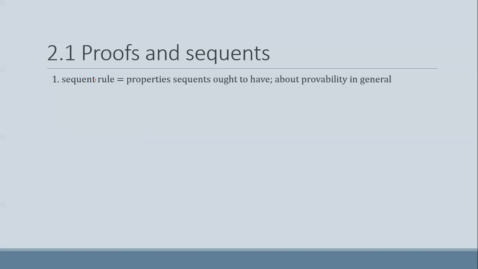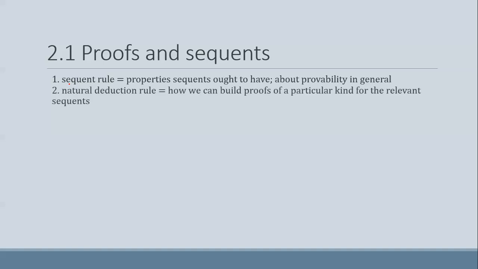A sequent rule is a property that a sequent ought to have. When we say this, we're talking about ways that you can prove things in general, provability in general, and that's going to be different from what we'll call natural deduction rules. So we're going to have two kinds of rules. One of them is just about how you prove things in general. The other is how we come up with these specific kinds of proofs called derivations. Derivations you'll see what they're like as we go on in the course.